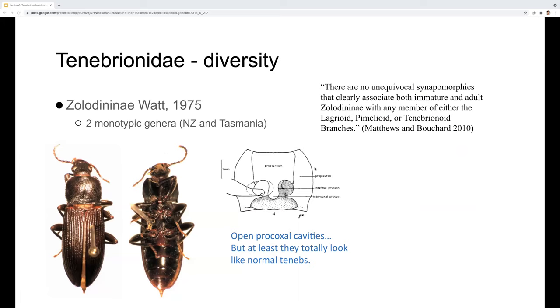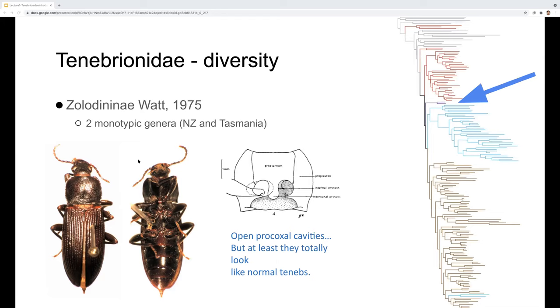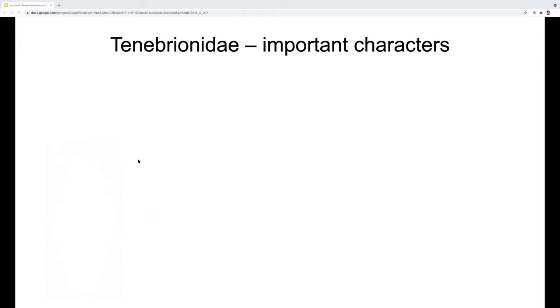And finally, we have Zolodinae. This subfamily was erected by Watt when he did his subfamily treatment of the group. And even in 2010, there are no unequivocal synapomorphies that clearly associate this with any member of any of the three branches. This is an oddball. It has open procoxal cavities, but also this thing totally looks like a Tenebrionid. So, you know, just a normal, boring Teneb. So that's kind of problematic. And it turns out it is a Teneb, and it's probably associated somewhat with the Pimelioid branch.